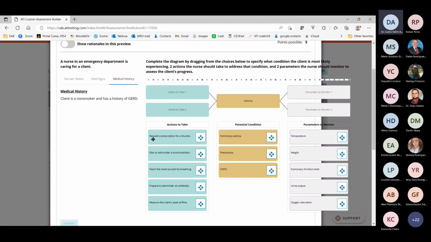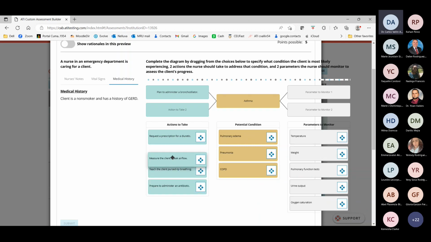What do we do with patients with asthma? Request a prescription of diuretic? Why? Plan to administer bronchodilator. Yes, albuterol. Yes, albuterol. This declines personal breathing. Let's see what else. Antibiotic, no, not because there is an infection. Measure the client's peak airflow.